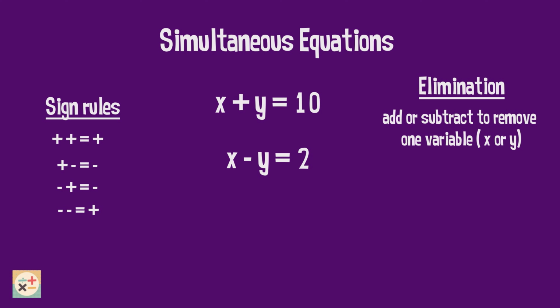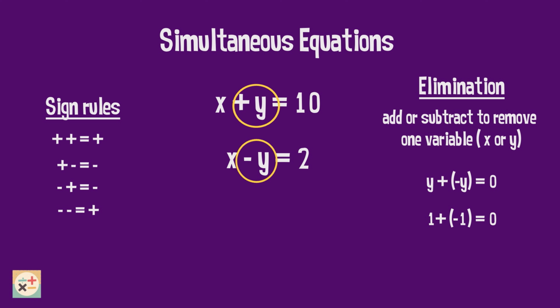So, we have x plus y equals 10, and x minus y equals 2. Look at the y values. A positive y, and a negative y. This is perfect as we can add the equations together to eliminate the y variable, as y plus a negative y equals 0. So let's apply this to our equations.